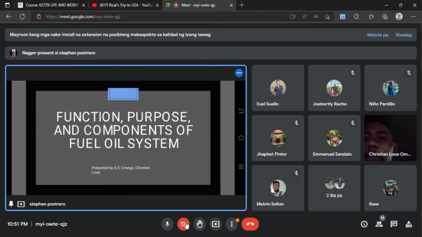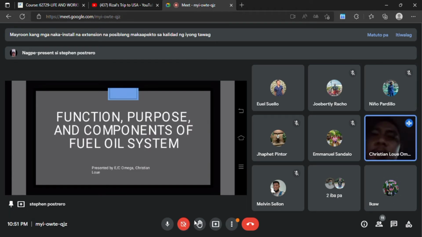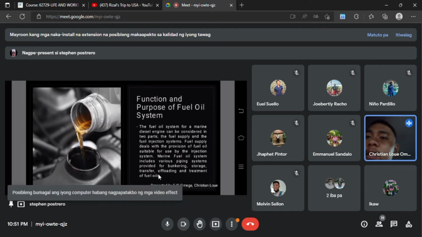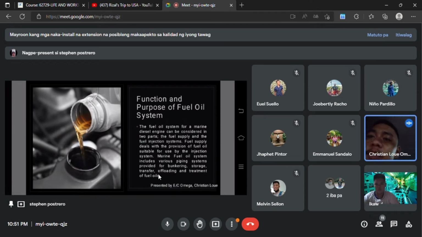So the topic to be discussed by this group is the function, purpose, and components of the fuel oil system. The fuel oil system for a marine diesel engine can be considered in two parts, the fuel supply and the fuel injection system. The fuel supply deals with the provision of fuel oil suitable for use by the injection system. Then, the marine fuel oil system includes various piping systems providing for bunkering, storage, transfer, offloading, and treatment of fuel oils.